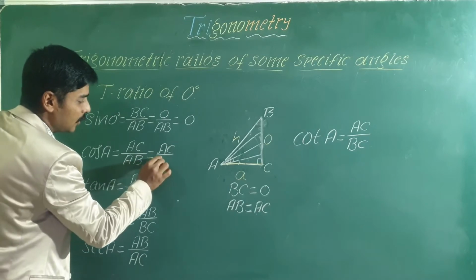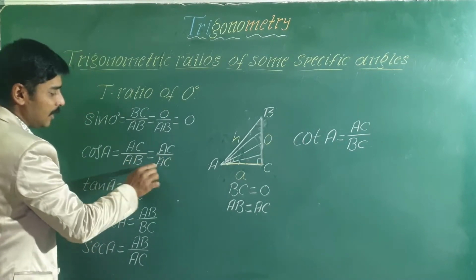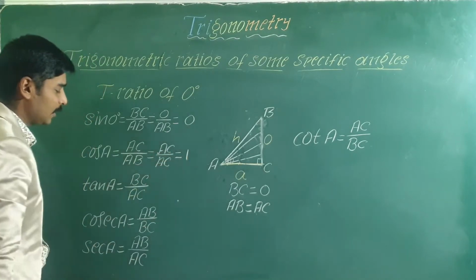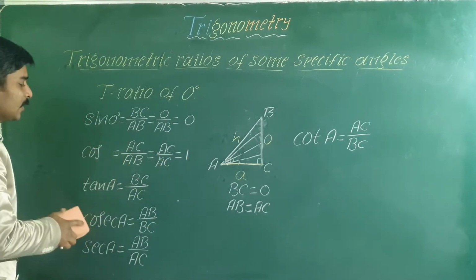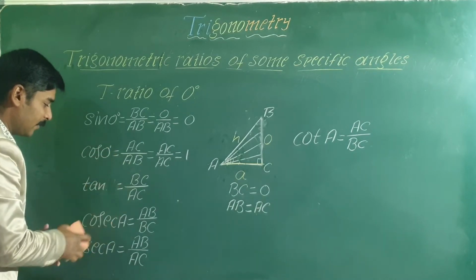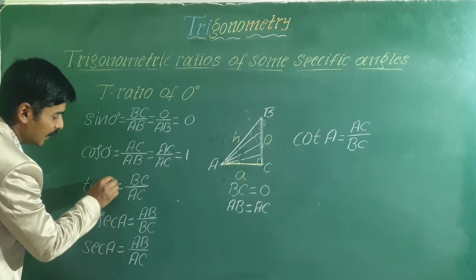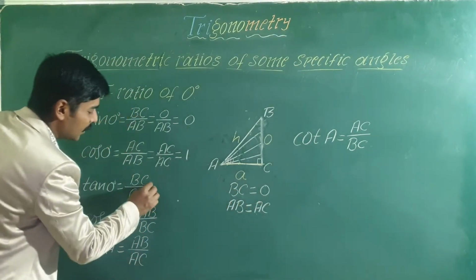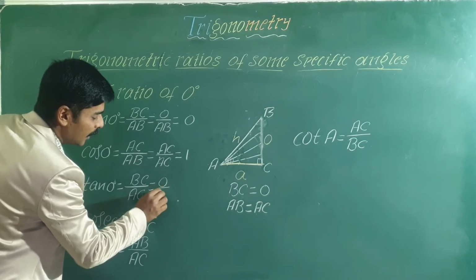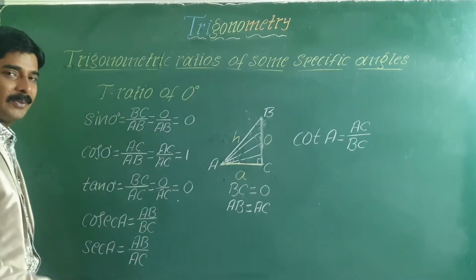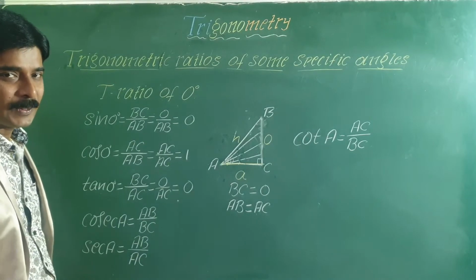So I will substitute in the place of AB, AC. So AC by AC is equal to 1. So what is cos 0 degree? Cos 0 degree is 1. Similarly, we will find what is tan 0 degree. It is BC by AC. So BC is equal to 0. 0 by AC. 0 divided by anything is 0. So even tan 0 degree is 0.